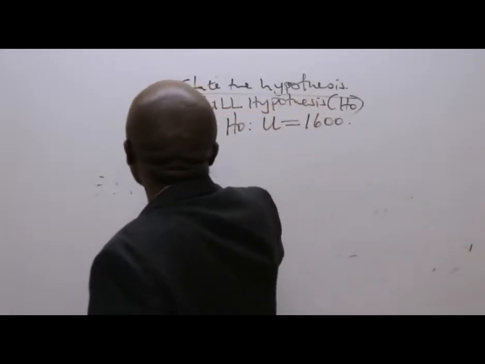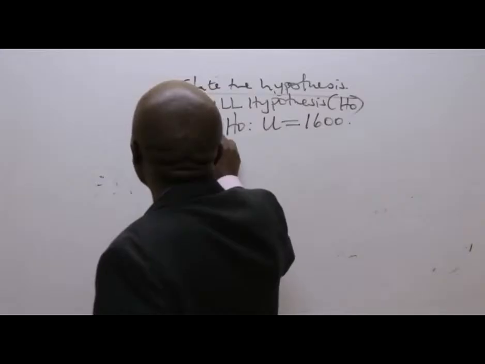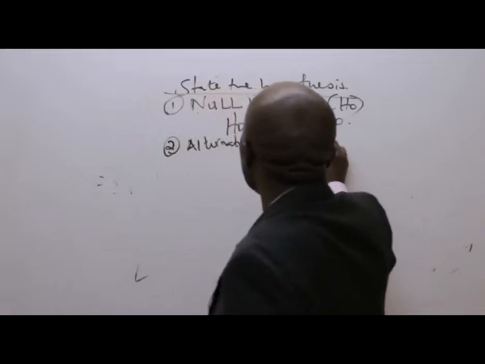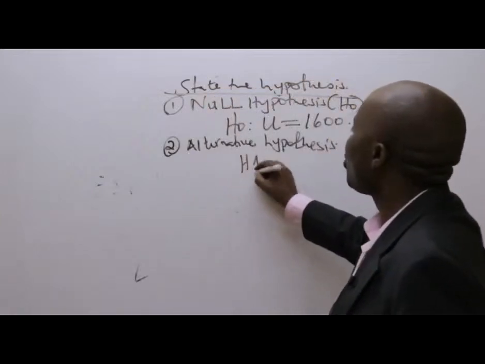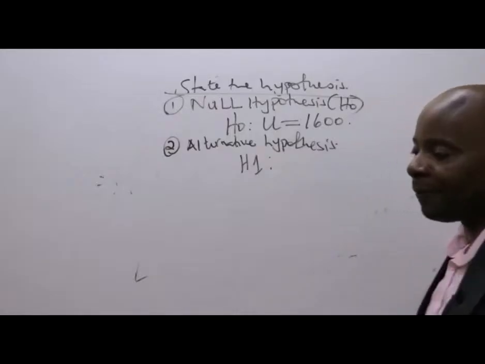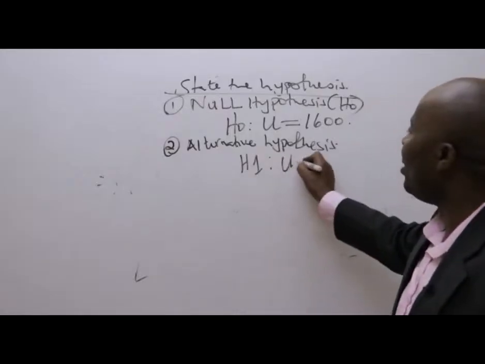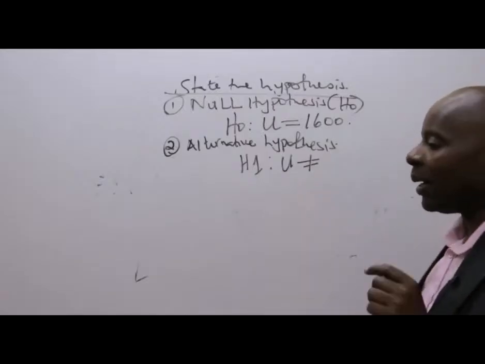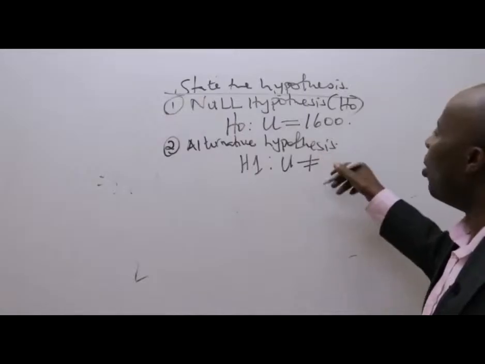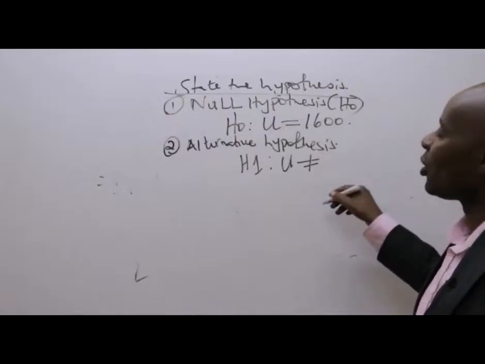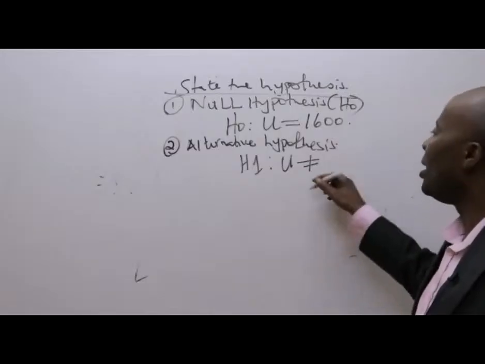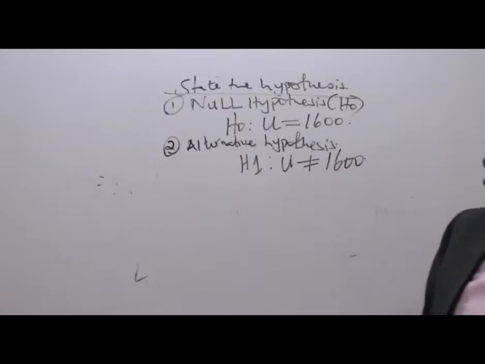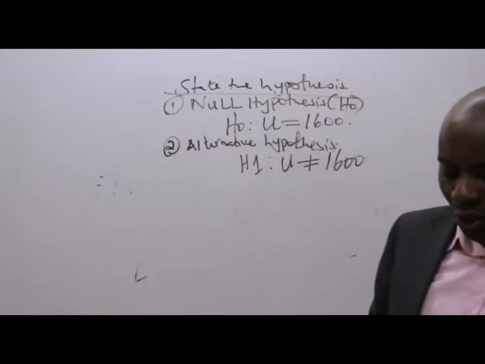So, ladies and gentlemen, we have what we call the alternative claim or alternative hypothesis, which we shall be denoting as H1. Our H1 will be our lifetime. μ stands for the mean. Our lifetime here could either be more or less than 1600. So in this case, our population mean is not equal to 1600.